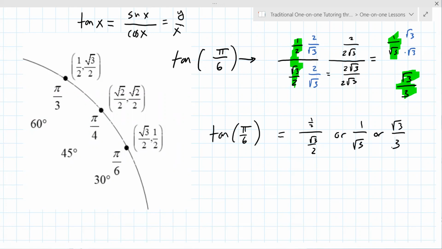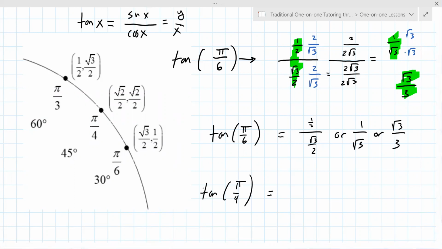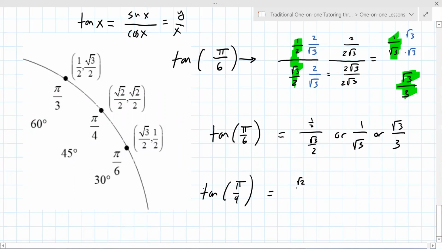Now, if you want to know why, we'll get to that in a subsequent problem, but we're going to do the same thing now for tangent of pi over 4. What's the y value at pi over 4? Root 2 over 2. And how about the x value? Root 2 over 2. What does this reduce to? 1.